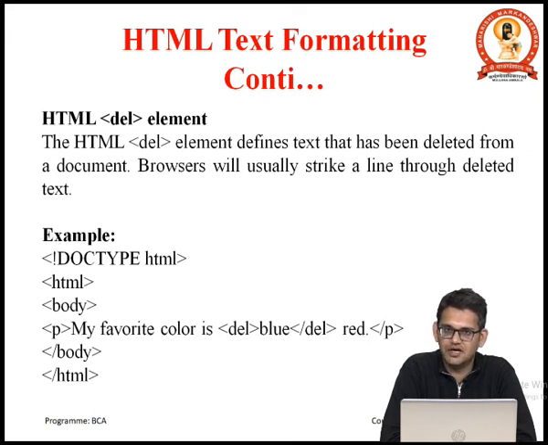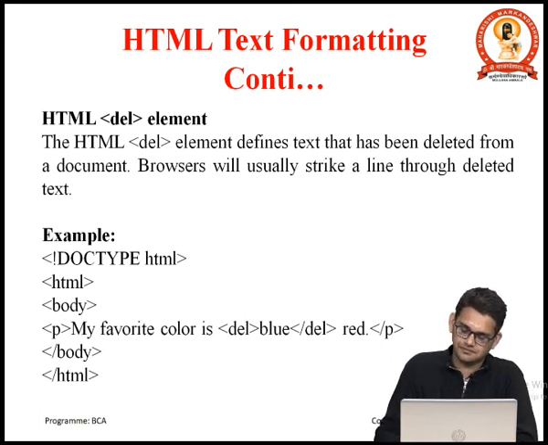We want to make this sentence in such a way that the blue color will be deleted. So, what actually is the full sentence? The sentence is my favorite color is blue, red. We want to delete the blue word. Then we need to put that blue word within the del tag, and the del tag is a pair tag, so it will be initialized and closed also. You can see in the example we have started the del tag before the blue keyword, and after that we have closed it. Now let us see how the output will look.